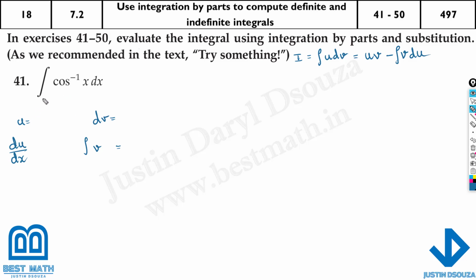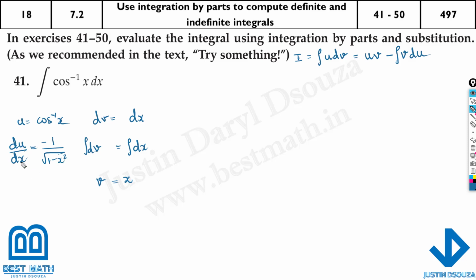So here cos inverse x has a derivative, so we have to take it as u itself. And what about dv? What is remaining? Only dx, isn't it? That's 1 dx. So I'll write dv equals dx, integrate both sides, and what do you get? Integration of dv will be v only, and integration of dx is x. And du by dx is minus 1 divided by square root 1 minus x squared.